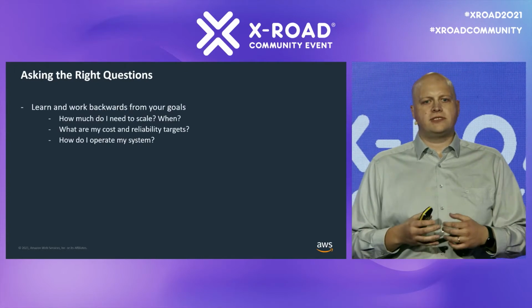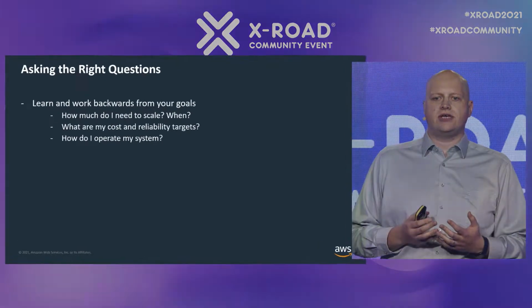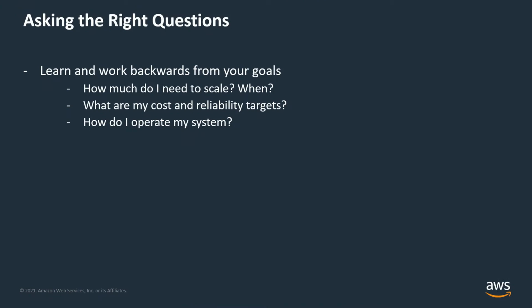Eventually, it comes down to asking the right questions in this learn, measure, improve cycle. It works in many places because it's really about being inquisitive and self-reflective about what you do and asking the right questions of yourself. So first of all, you could start by asking questions about your goals and learning more about your goals. How much do you need to scale, for example? When do you need to scale? When are there peaks in your workloads? When are there troughs in your workloads?